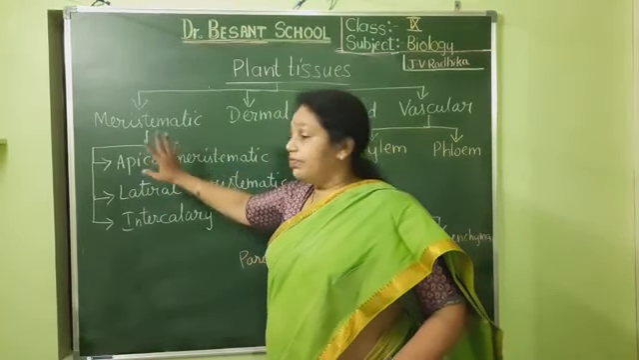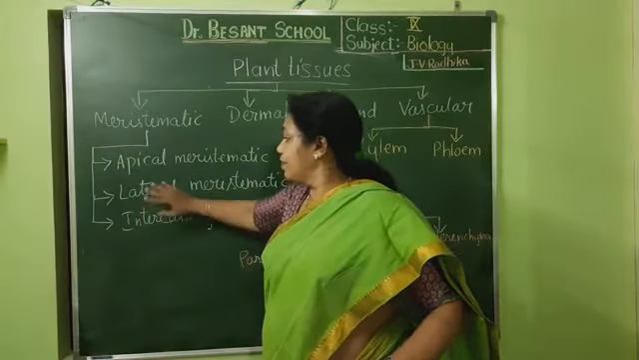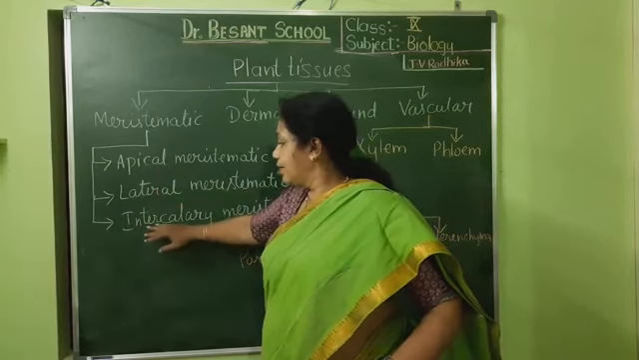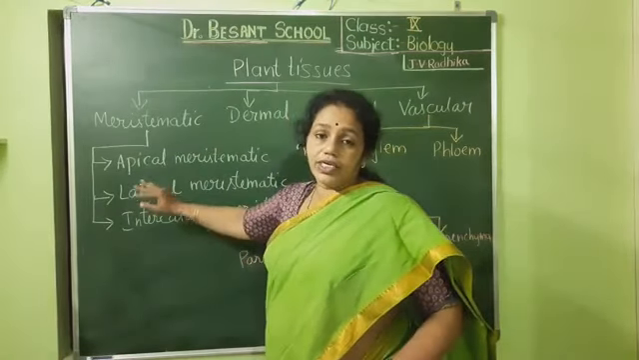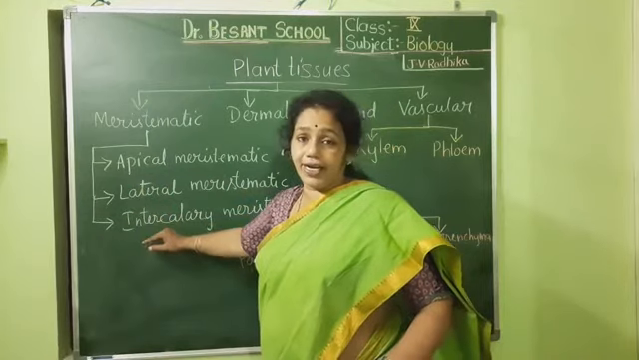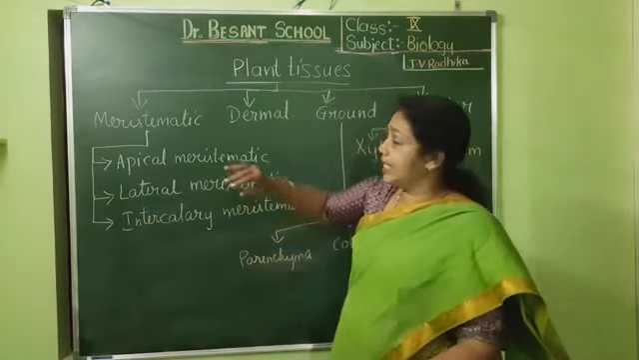Okay, so according to the location we have given these names: apical, lateral and intercalary meristem. All that I shall be explaining later again in detail, with the help of an example.